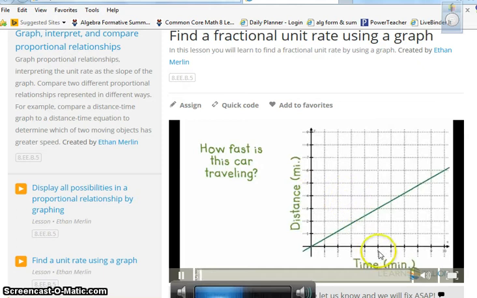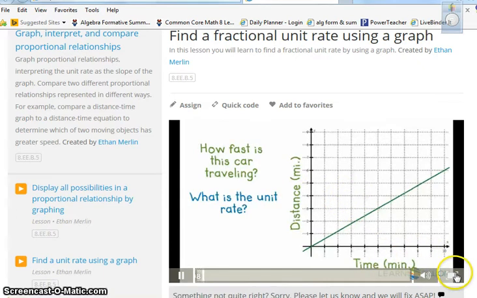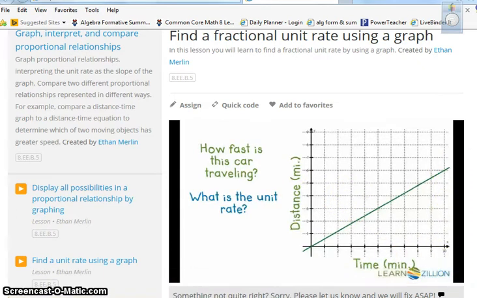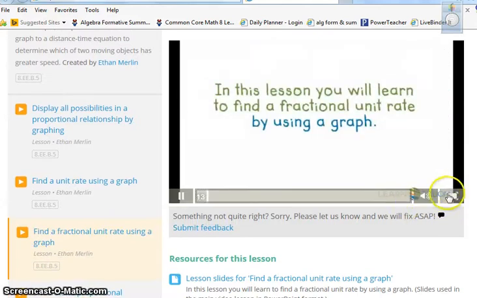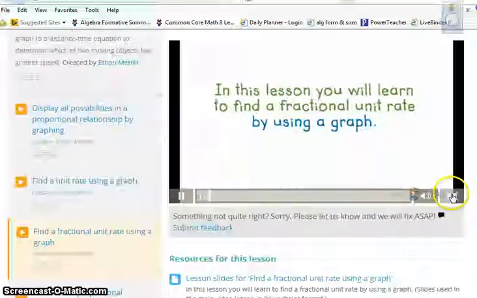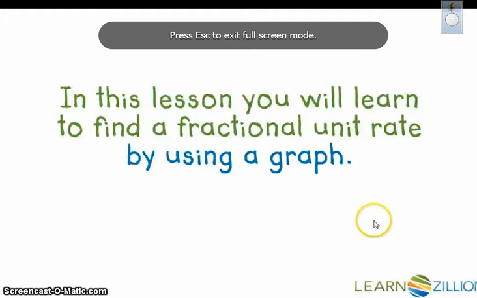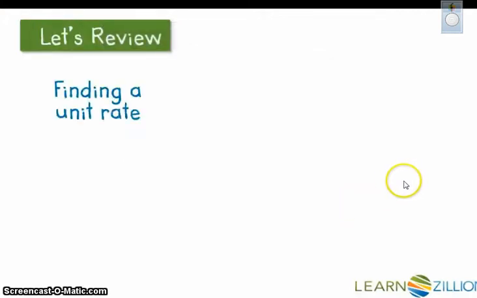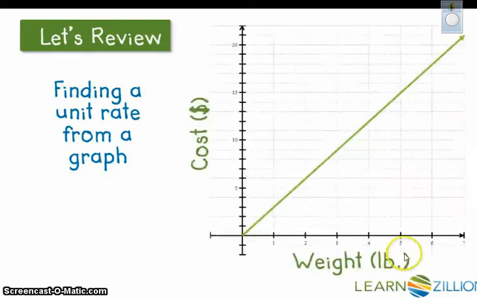Is this car traveling? What is the unit rate in miles per minute? In this lesson, you will learn to find a fractional unit rate by using a graph. You've already learned how to find a unit rate from a graph in some cases. For example, for this graph of a proportional relationship, you could find 1 on the x-axis and see directly that 1 pound costs $3. So the unit rate here is $3 per pound.